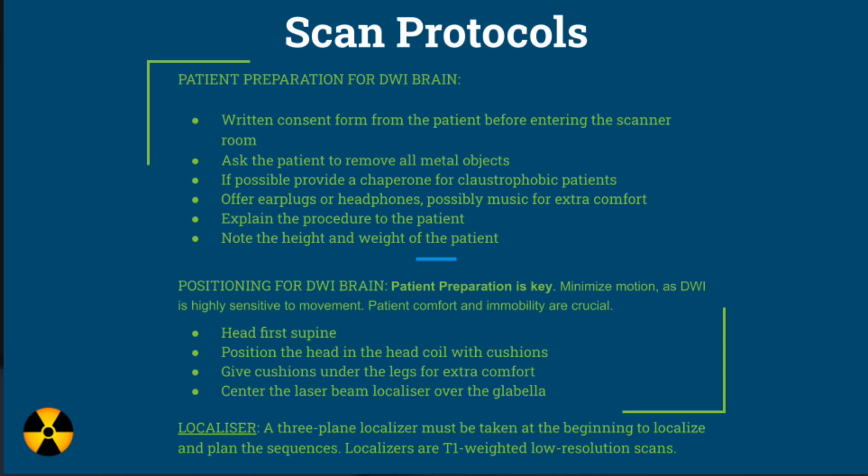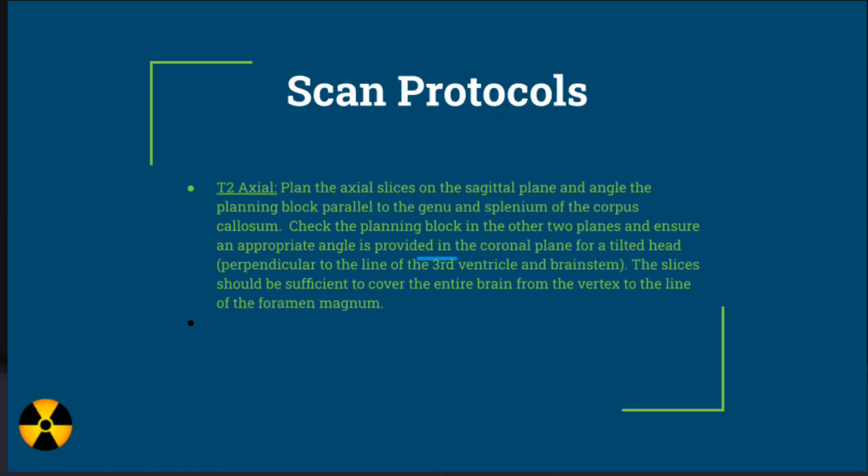Localizer. A 3-plane localizer must be taken at the beginning to localize and plan the sequences. Localizers are T1 weighted low resolution scans. For T2 axial images, we're going to plan the axial slices on the sagittal plane and angle the planning block parallel to the genu and splenium of the corpus callosum. Check the planning block in the other two planes and ensure an appropriate angle is provided in the coronal plane for a tilted head. The slices should be sufficient to cover the entire brain from the vertex to the line of the foramen magnum.